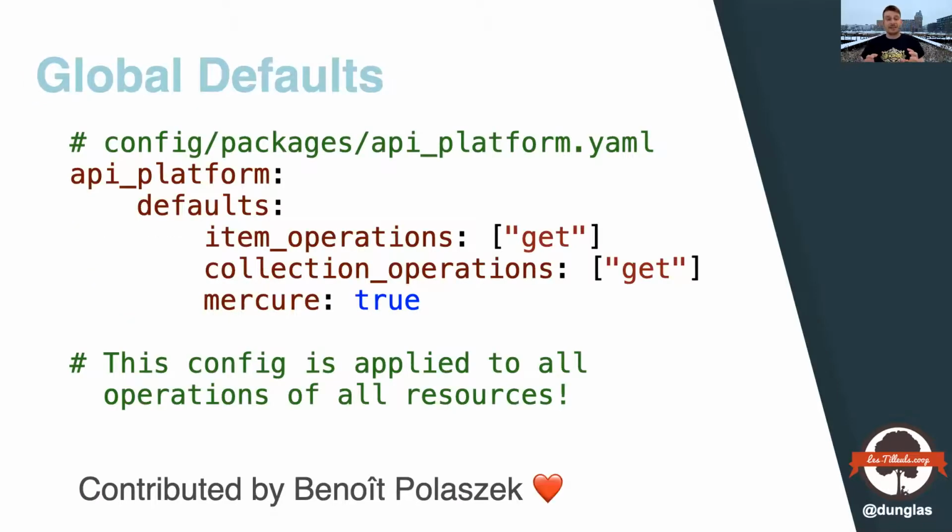So now you can set default options, default settings that will apply to all operations on all resources exposed by the API Platform API in a YAML file. So for instance, here we enable only the get operations on the API, so it becomes a read-only API for all resources. And we enable the integration with the Mercure protocol, which is a real-time async protocol, allowing the server to push the updates made to the entities to all connected clients using server-sent events.